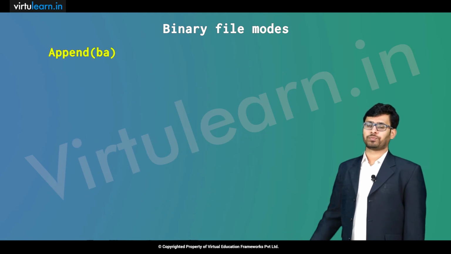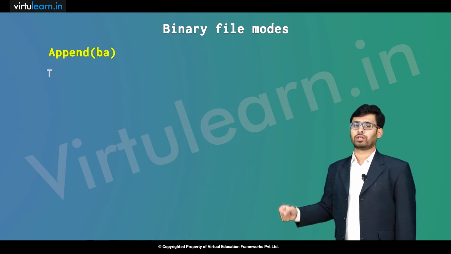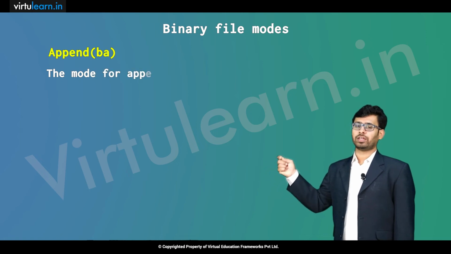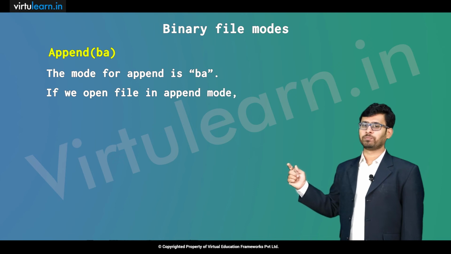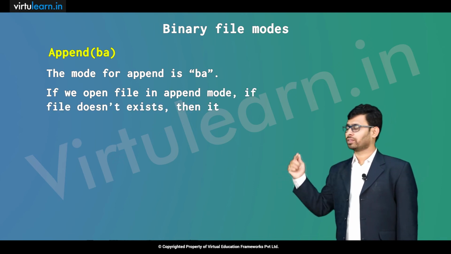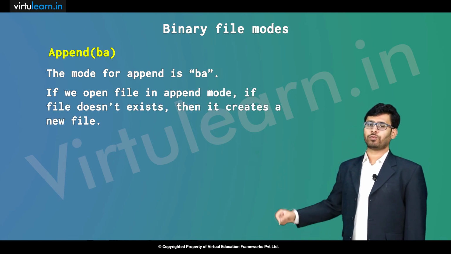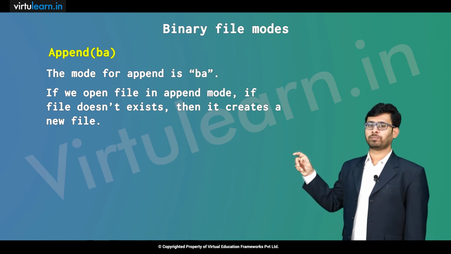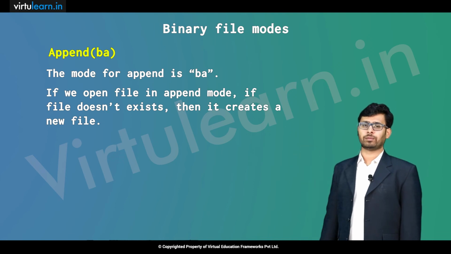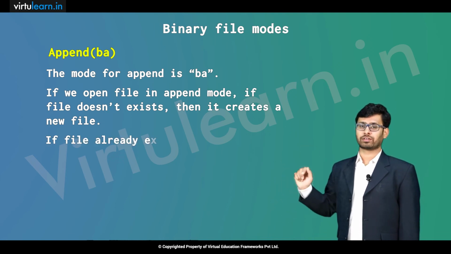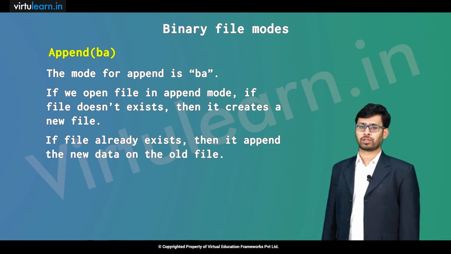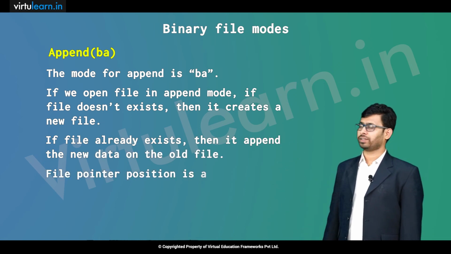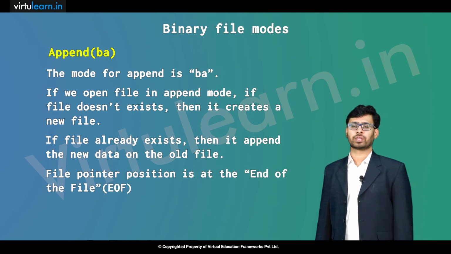Next, binary append. The mode for binary append is represented as BA. If you open the file in binary append mode, if the file does not exist, it will create a new file. If the file already exists, then it appends the new data to the old file. The file pointer position is at the end of the file.